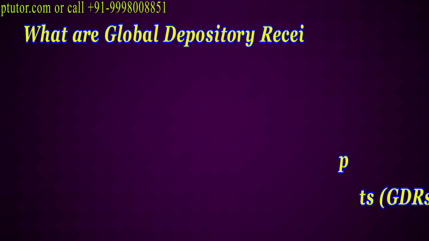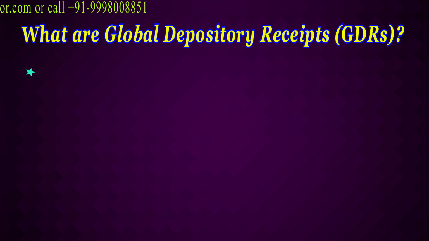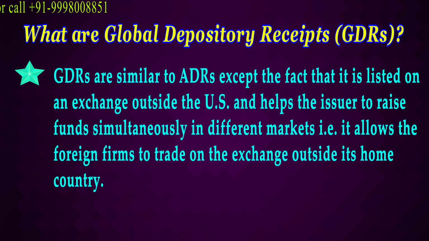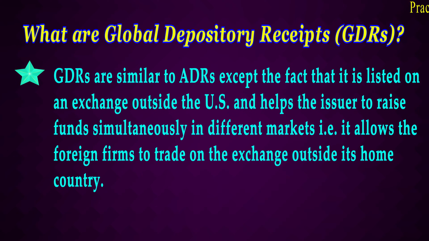Next is, what are Global Depository Receipts? A Global Depository Receipt is a type of bank certificate that represents a share in a foreign company. Private markets use GDRs to raise capital denominated in either US dollars or euros. When private markets attempt to obtain euros instead of US dollars, GDRs are referred to as EDRs, that is, European Depository Receipts. Companies issue GDRs to attract interest from foreign investors.